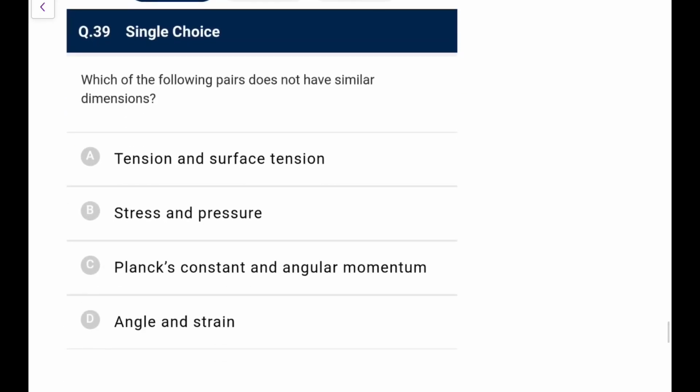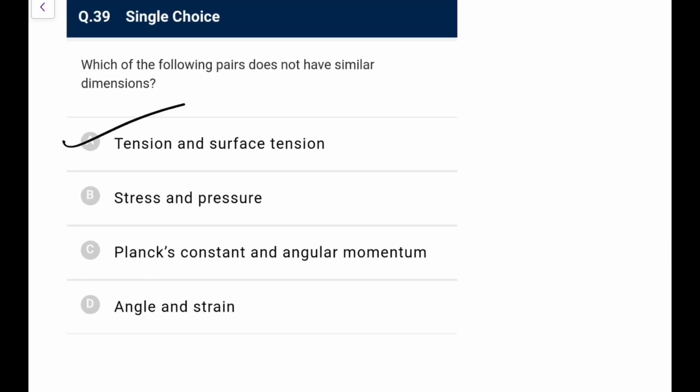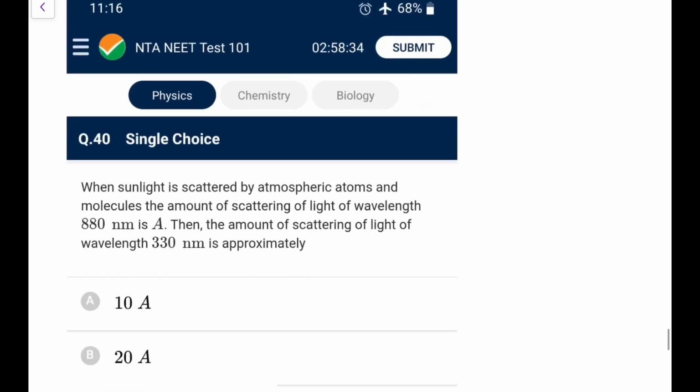Which one of the following pair doesn't have similar dimensions? Tension and surface tension. Yes, because one is force per unit length. So go for option A, no need to check other ones.